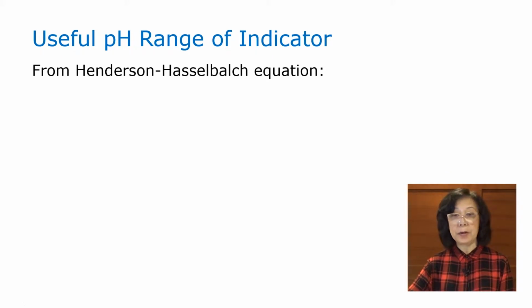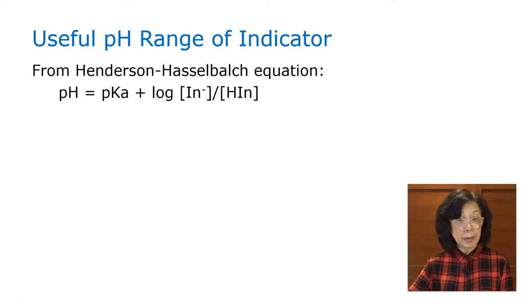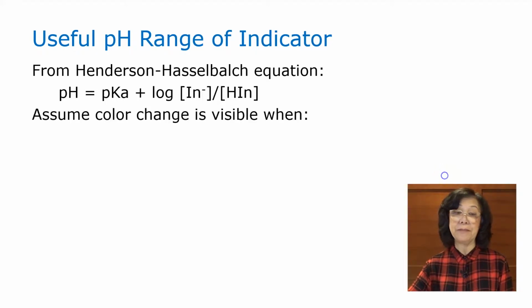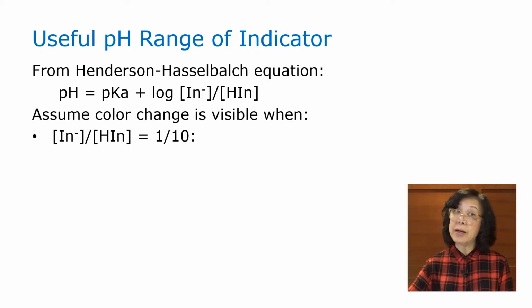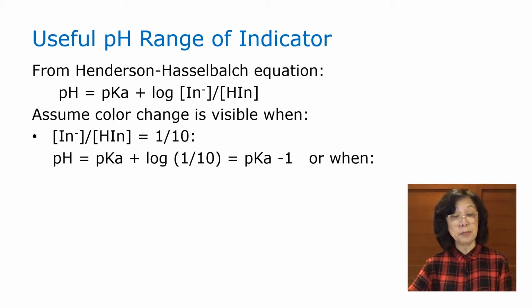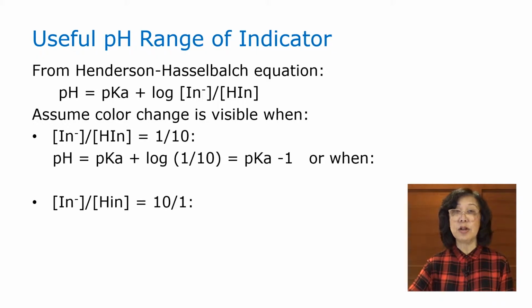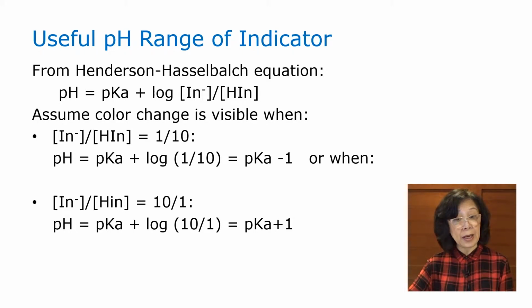From Henderson-Hasselbalch equation, pH is equal to pKa plus log of IN- over HIN. Now we can use this equation because basically we have a buffer system with the indicator. Assuming color change is visible when the ratio between IN- and HIN is 1 to 10, then you have a pH equal to pKa plus log of 0.1, which is pKa minus 1. Or when the IN- and HIN concentration ratio is 10 to 1, now you have pH is equal to pKa plus log of 10, which is pKa plus 1.